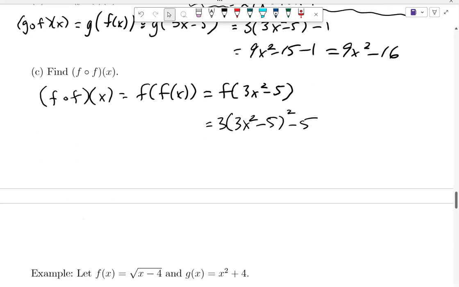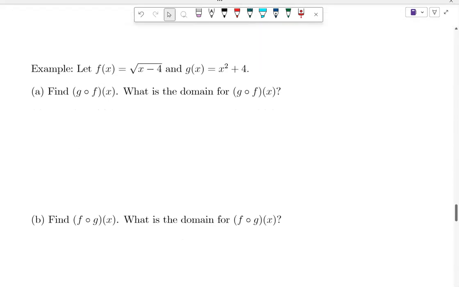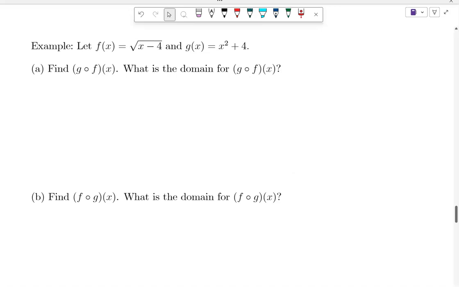Okay. The one tricky part with compositions might be the domain. Okay? You have to be careful with domain. So let's look at this example and see why we have to be careful with domain. So this one's asking us to do g of f of x, and then g composed with f of x, figure out the domain, and do f composed with g and do the domain. So let's do the first one. Again, this is g of f of x.